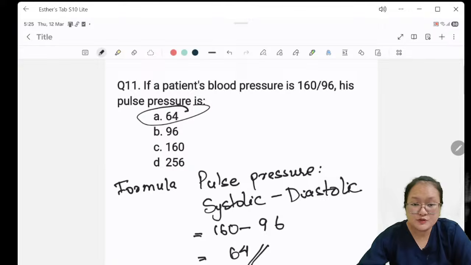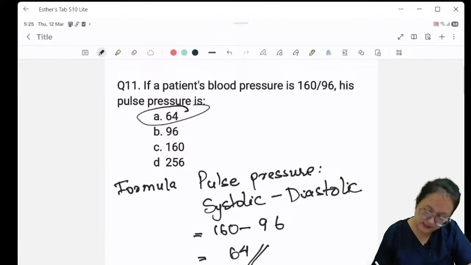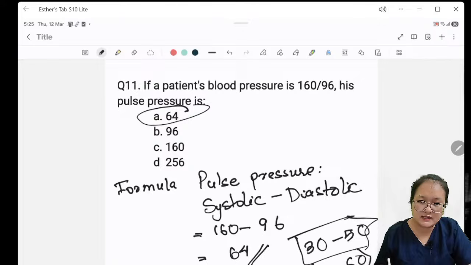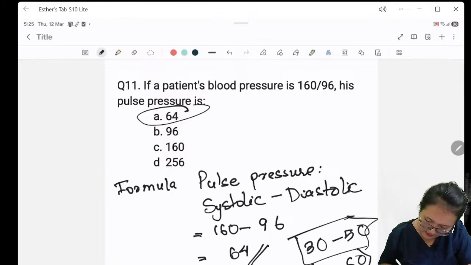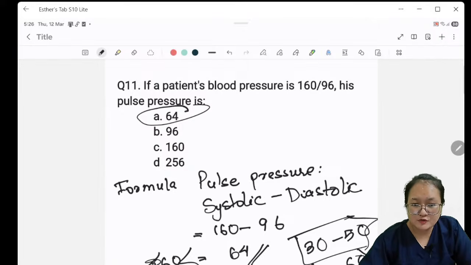So what is the significance of this pulse pressure? The normal range ranges from 30 to 50. In some textbooks, it shows 40 to 60. If the pulse pressure is more than 60, it shows that the heart has to pump harder, that there is hardening of the blood vessels. And if it's lower, then it shows that the heart is not pumping enough blood in the system.